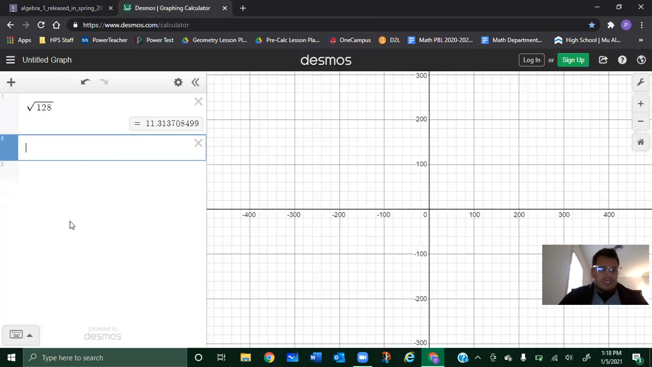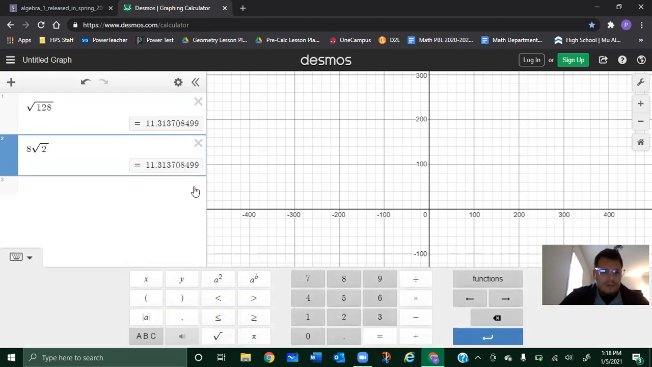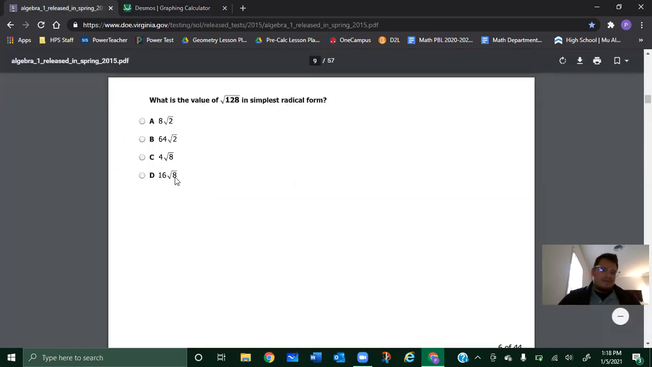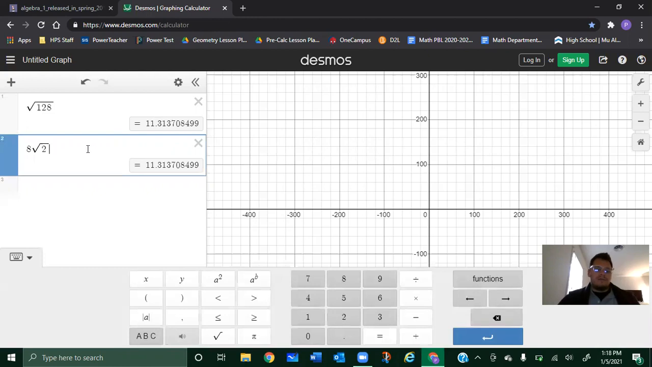So what you have to do is type in letter choice A, B, C, D, and see which one matches. So I'm going to type in 8 times the square root of 2. And look at that, it's a match. Letter A is a match, 11.3. Now with this one, if you didn't have letter choices, that's not really a good way to check your answer. That wouldn't really work if it was one you had to type yourself, you would need to know how to do it by hand. But if you have multiple choice, then you could check it this way.